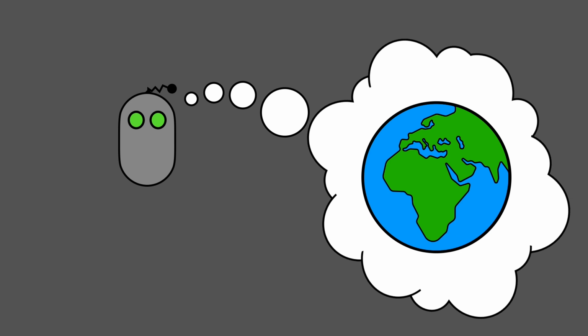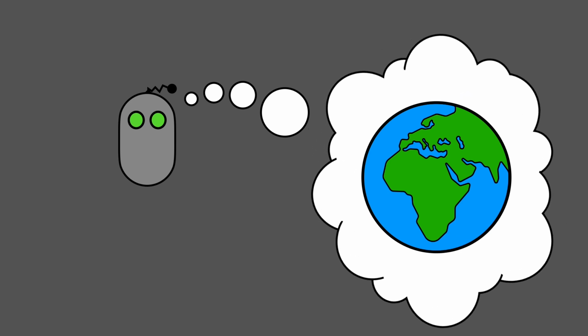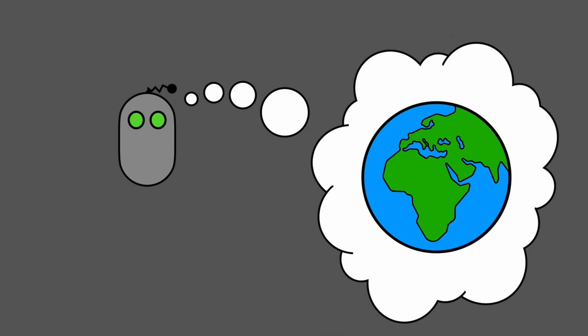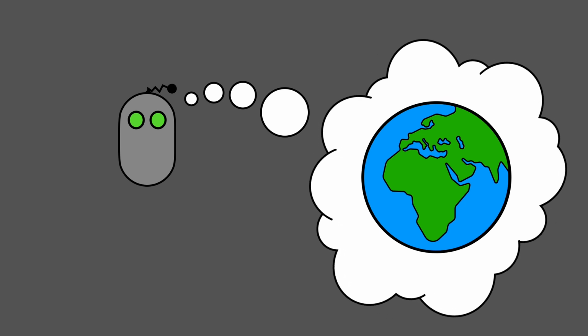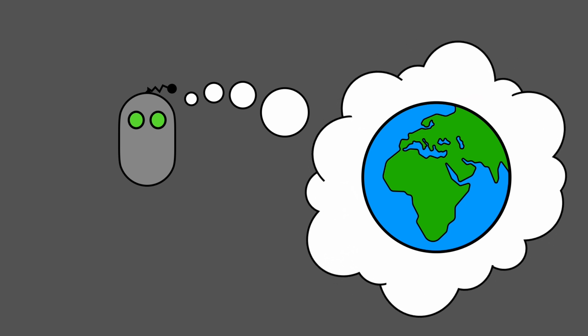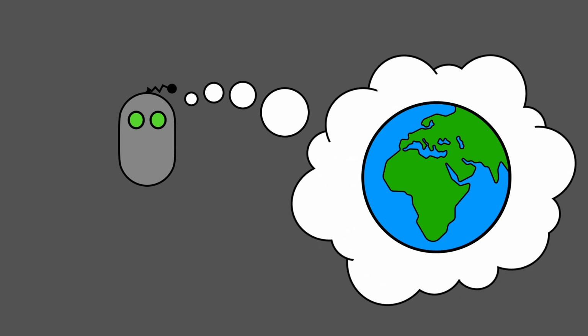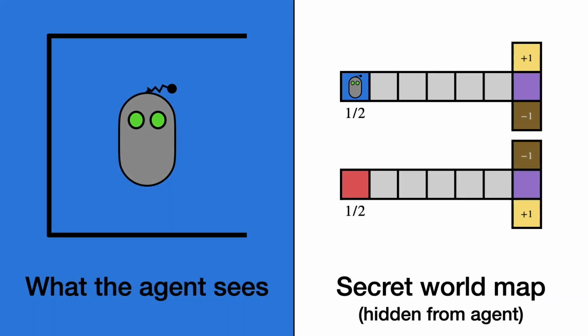Alright, now imagine you're this agent and you're trying to make sense of how this world works. In the first episode, you saw a blue observation, followed by a +1 reward. And then in the second episode, you saw a red observation, followed by a -1 reward. But is that distinction important? If it is, the world probably looks something like this.